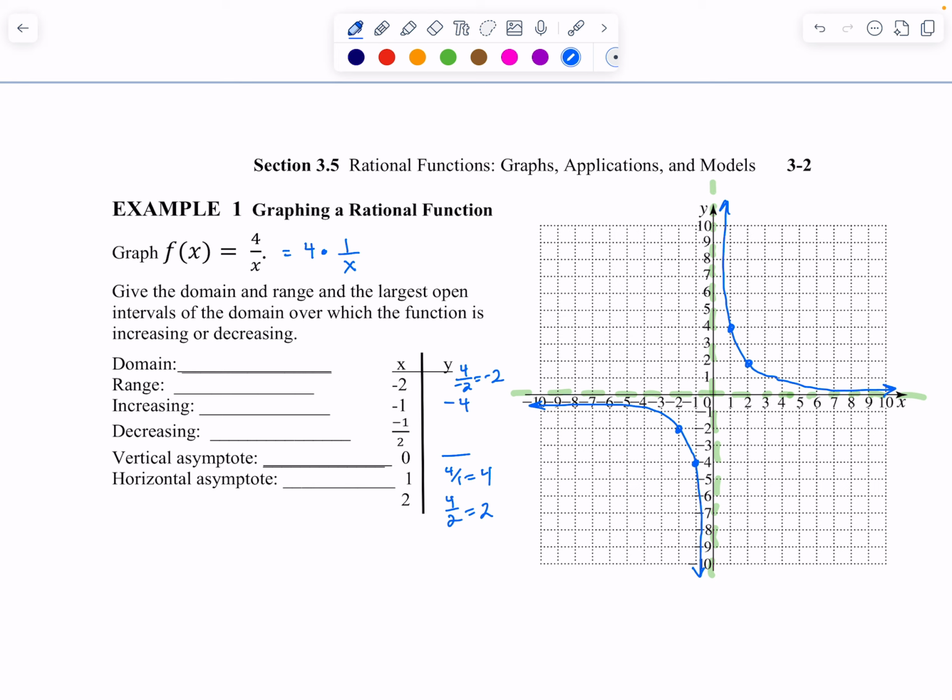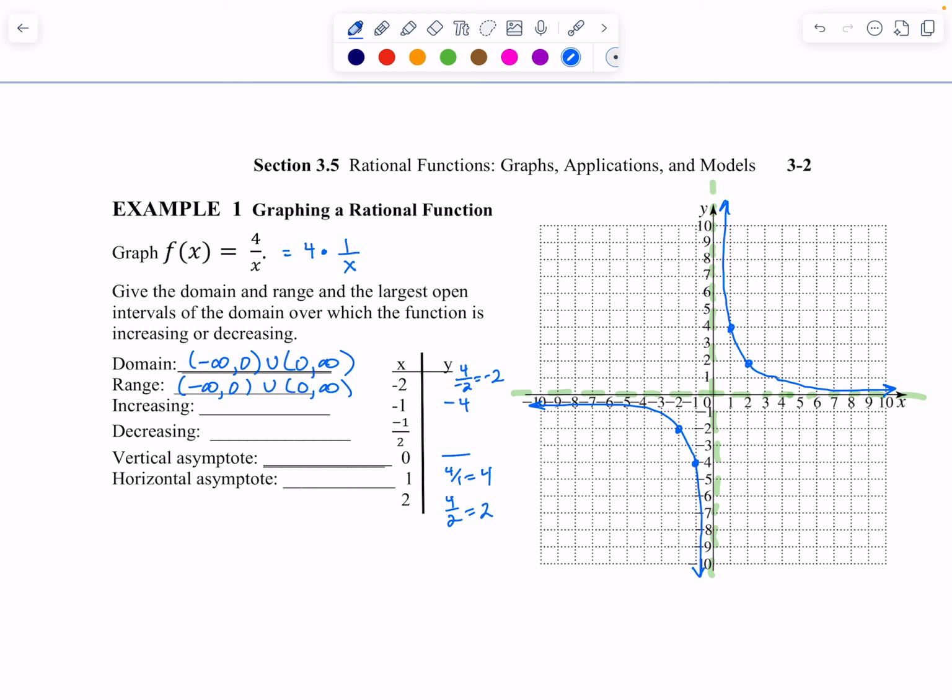My domain, again, is anything but 0 because I have this asymptote right at 0. So anything but 0 is negative infinity to 0, and I'm going to union it with 0 to infinity. My range is the exact same because it's never going to cross the x-axis. So it's anything but 0.